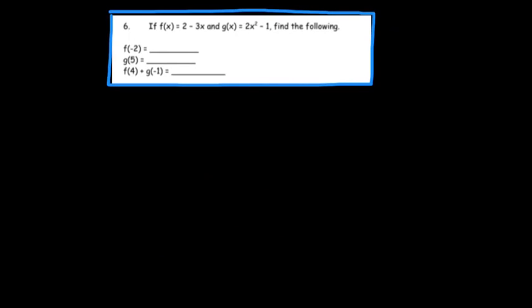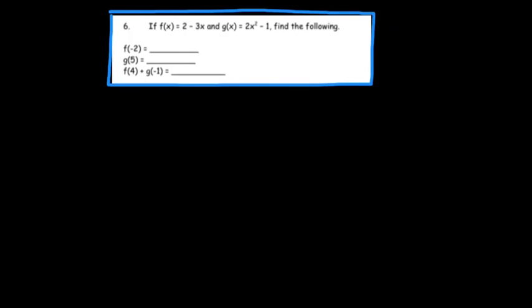Okay, so here we have a problem where it's going to be multi-steps. It says if f of x is 2 minus 3x, and g of x is 2x squared minus 1, find the following. This is really why we use different variables in front of the x, the f of x or the g of x, to differentiate between two expressions. So f of x equals 2 minus 3x, and g of x equals 2x squared minus 1.